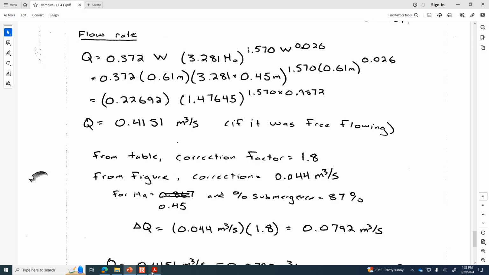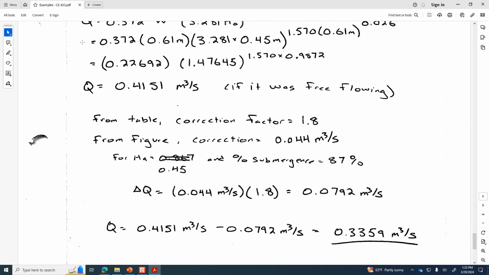So this is showing that what we did was we found the free flow capacity, then we found out how much correction needs to be applied based on the percent submergence and the upstream depth, H sub A. That's how we got the correction, and then the delta Q is the correction multiplied by the correction factor, and then the overall non-free flow capacity is less than the free flow capacity would be by about 25%.